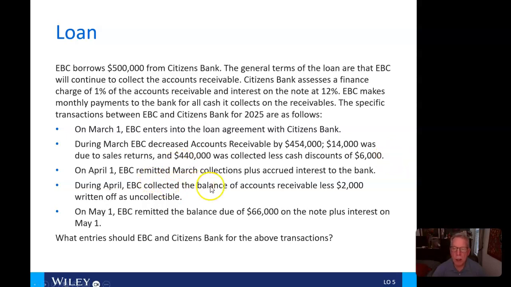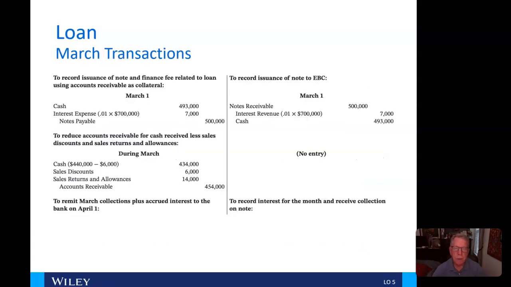On April 1, EBC remitted March collections plus accrued interest to the bank. During April, they collected a balance of accounts receivable less $2,000 written off as uncollectible. And then on May 1, they remitted the balance of $66,000 on the note plus interest on May 1. Complex little scenario here. What entries should EBC and Citizens Bank make for the above transactions?